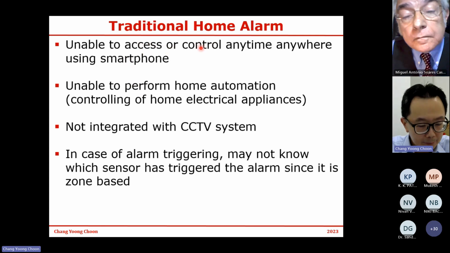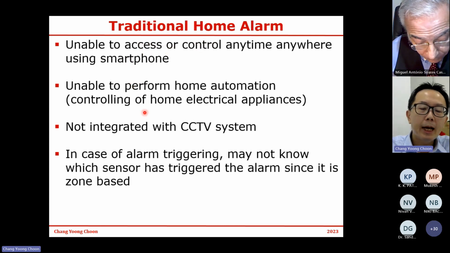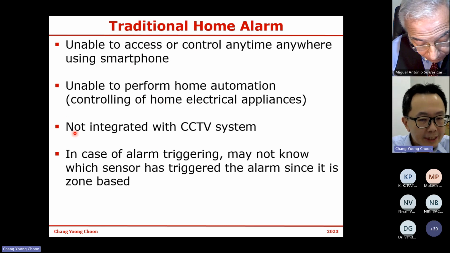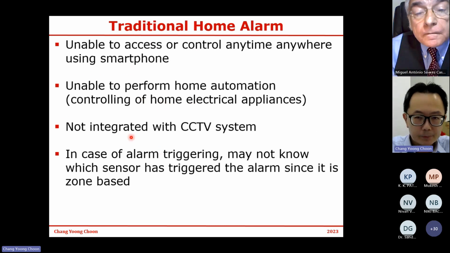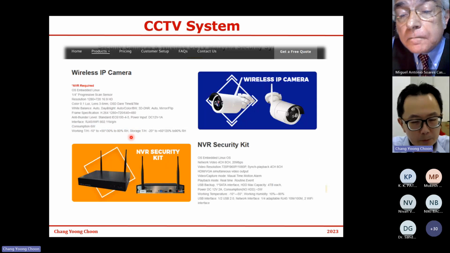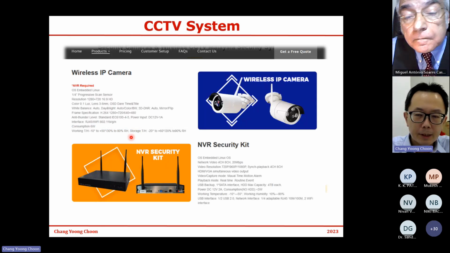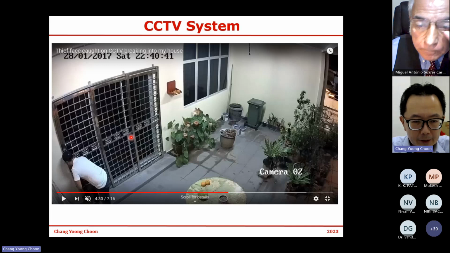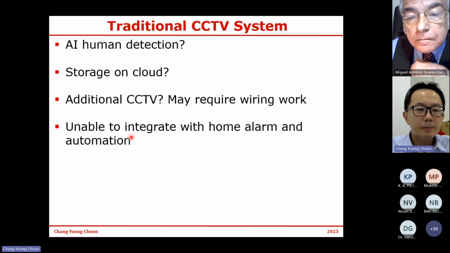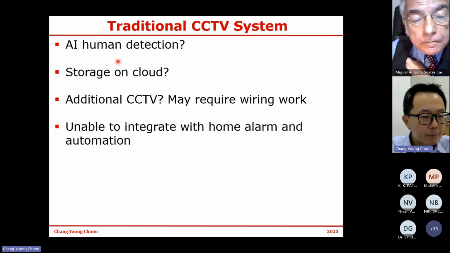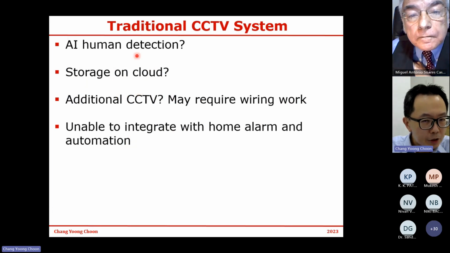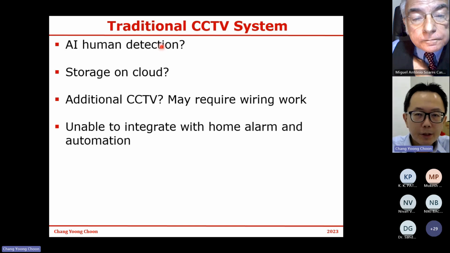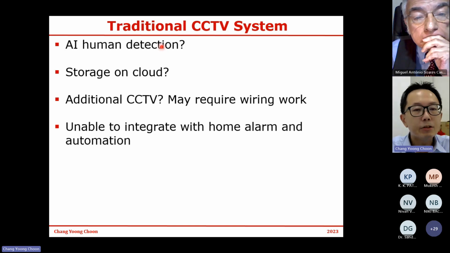Now, the problem with the traditional alarm is that we cannot access or control it anytime. We may not be able to do home automation with the traditional home alarm, and it is not integrated with the CCTV. CCTV is getting more and more common in Malaysia, accessible anytime, anywhere. But does the traditional CCTV have artificial intelligence human detection? Probably not. A lot of the CCTV systems in Malaysia are still traditional.